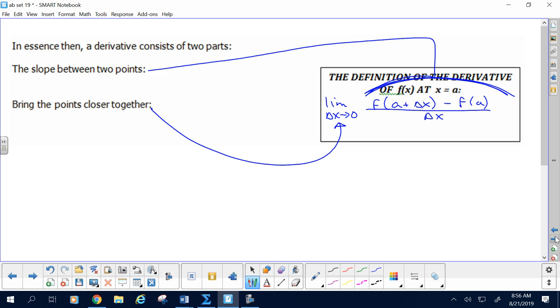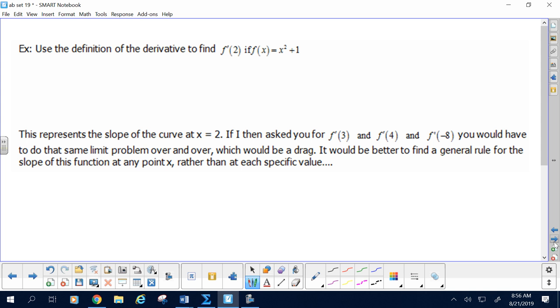Now, there are actually 3 different definitions of derivative, but all of them have that same idea. Slope between 2 points, get the points close together. It's always that. It's just different notations or how it's achieved. Later, we'll talk this week, I think, about how it's achieved.